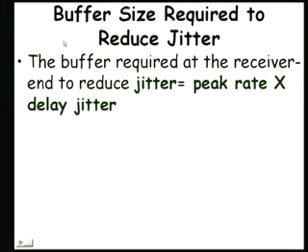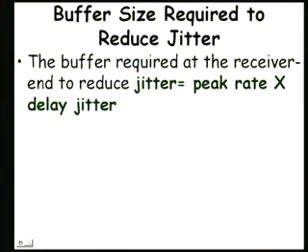So, if we use common sense, we will see that the size of the buffer that is required to reduce jitter is equal to the peak rate into the delay jitter. So, if the jitter is, let us say, 6 millisecond and the rate at which the packets are being transmitted is 1 Mbps, then it will be 1 Mbps into 6 milliseconds. That much data has to be buffered, so that even if some packets are delayed, the application can continue running without noticing the jitter by consuming the packets that are there in the buffer, right. Simple thing, nothing too much to worry about or discuss here, isn't it?